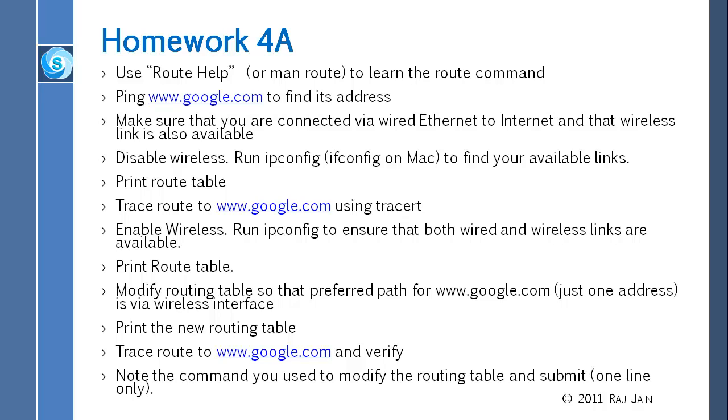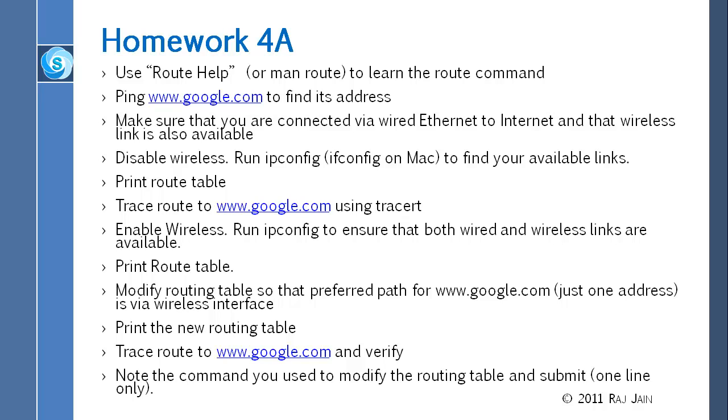Now enable wireless. So now you have two links. Run ipconfig to see that you have two addresses. Print the route table. Now the route table will be twice as big, right? Modify the routing table so that the preferred path for google.com is via wireless. Now nothing will go through wireless, by the way, because if you have wired and wireless, wireless is slower. Mac and Windows, they all know it, so they will send everything through the wired interface. However, you want something to go through the wireless because you got two links, so why not use it? How can you use it?